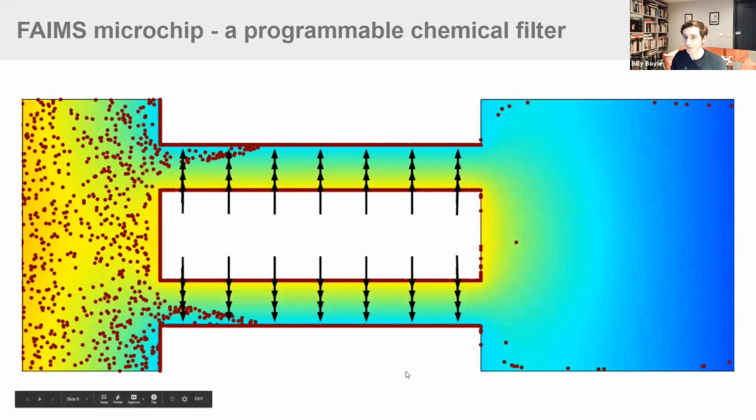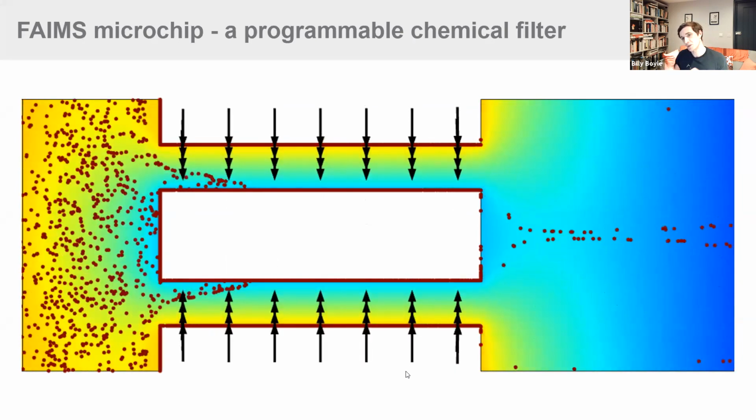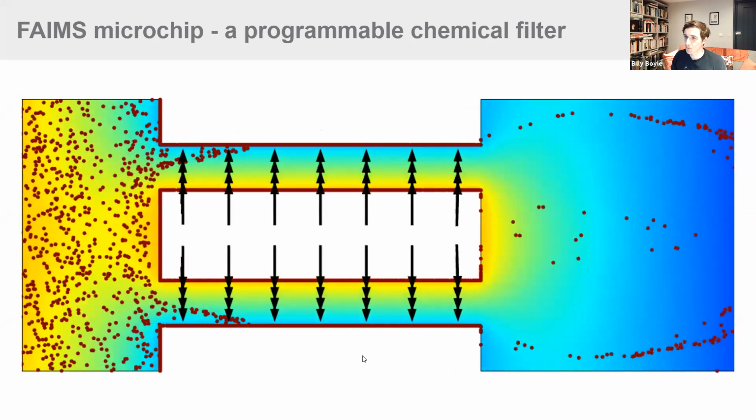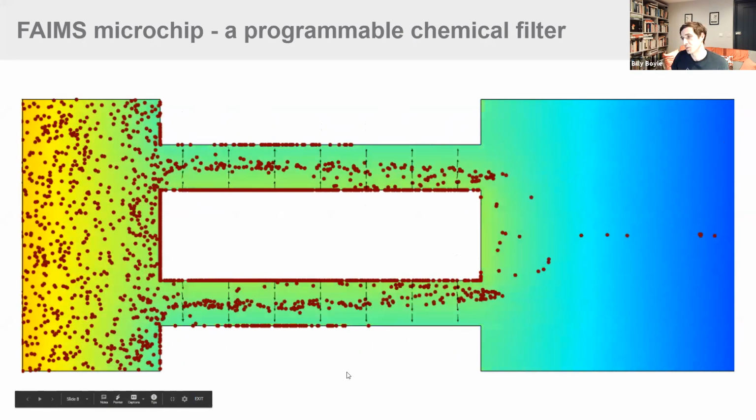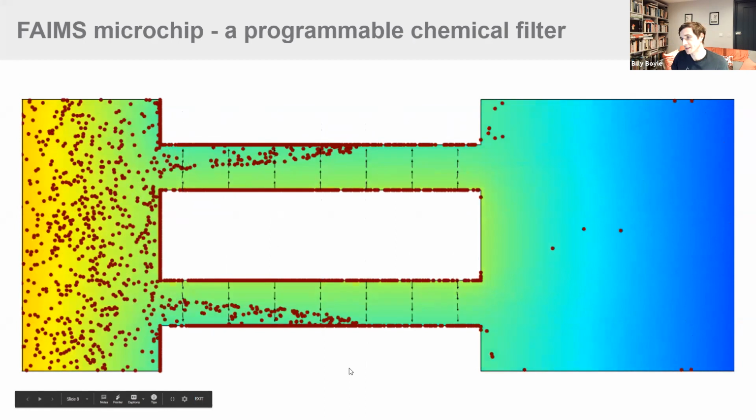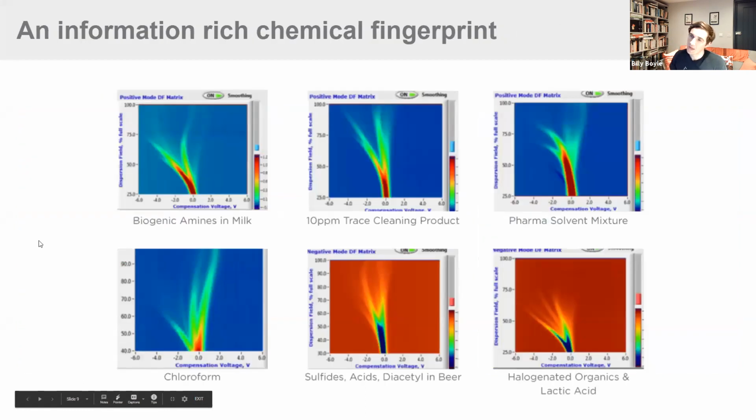And what makes it so powerful is you never have to change the hardware. It's always the same hardware. All you're doing is changing this tuning parameter, which you're programming in the software of the device itself. What you end up at the end of this is a chemical fingerprint, if you like. That's how we think about it.